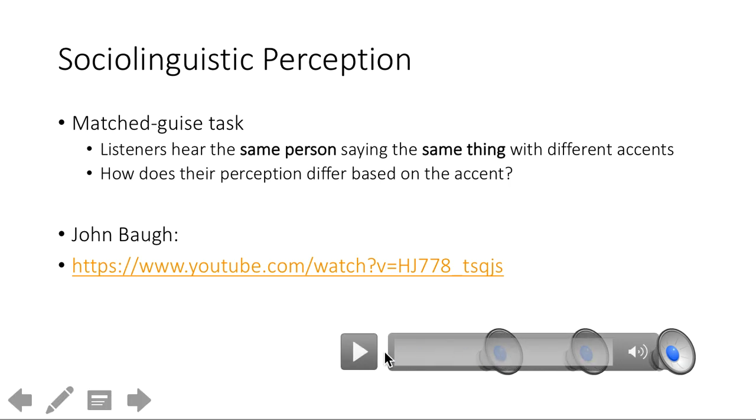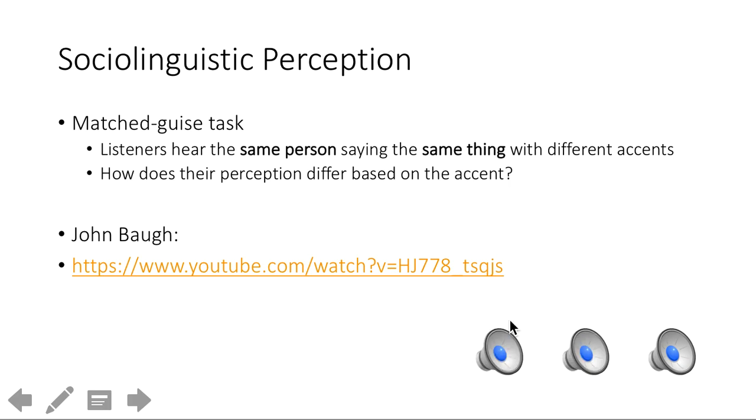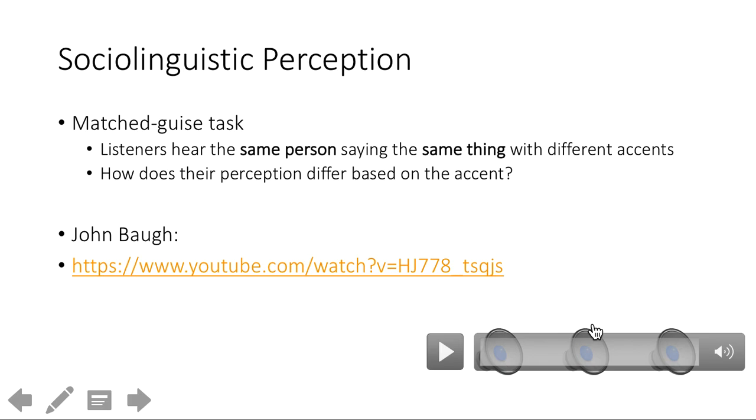Okay, so let's listen to these examples. Hello, I'm calling about the apartment you have advertised in the paper. Hello, I'm calling about the apartment you have advertised in the paper. And the third: Hello, I'm calling about the apartment you have advertised in the paper.